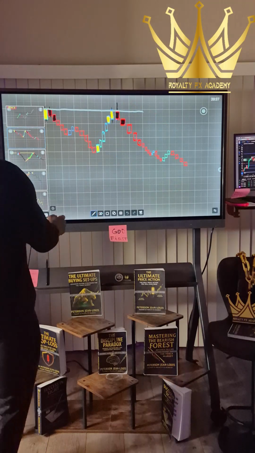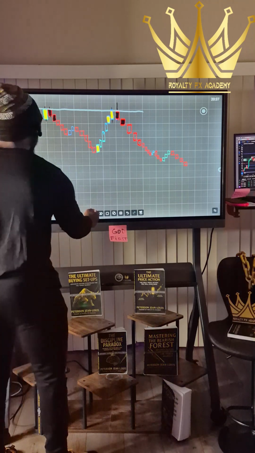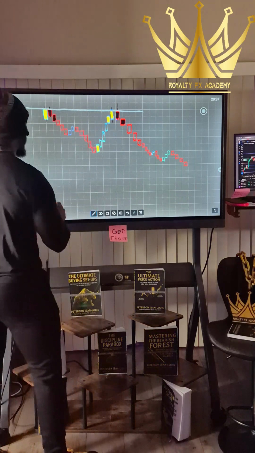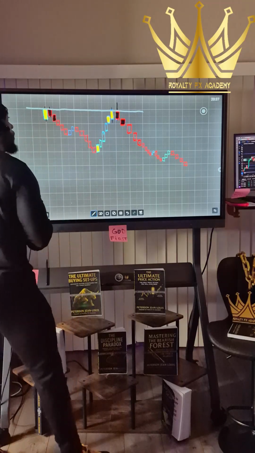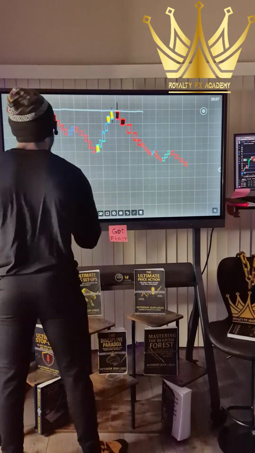All right. So setup number 1 is textbook. Now I want to make sure this is very clear. This setup itself is based off the higher time frame. Okay, I'm going to repeat that over and over.